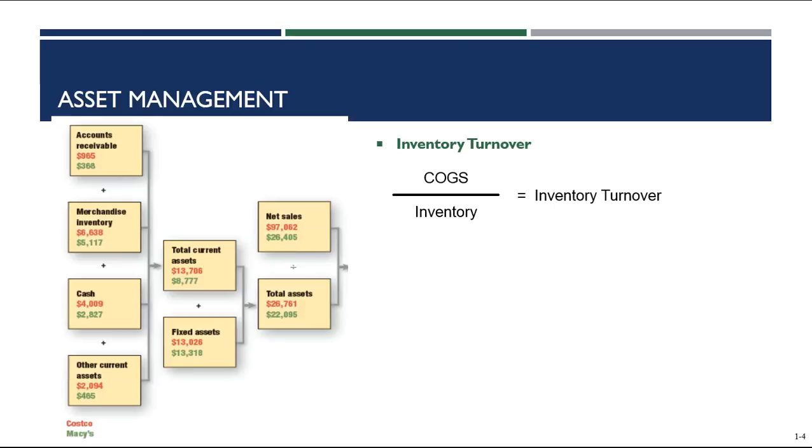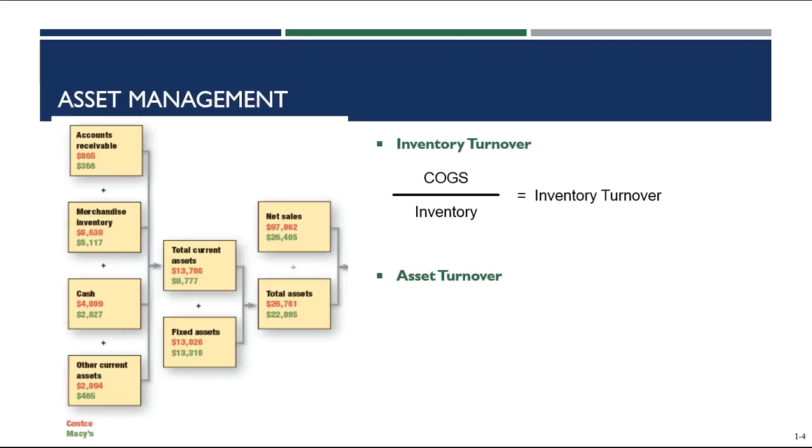Compare that to Macy's, a department store, and think about the sunglass station or the jewelry department, even the apparel department. People aren't buying apparel on a weekly basis, right? It's less frequent throughout the year. So their inventory turnover is a little bit smaller.